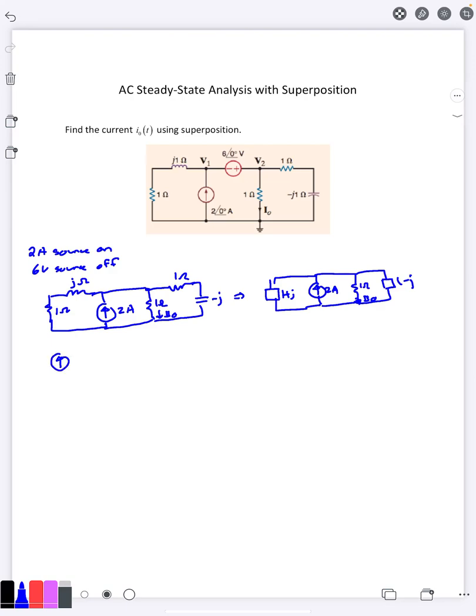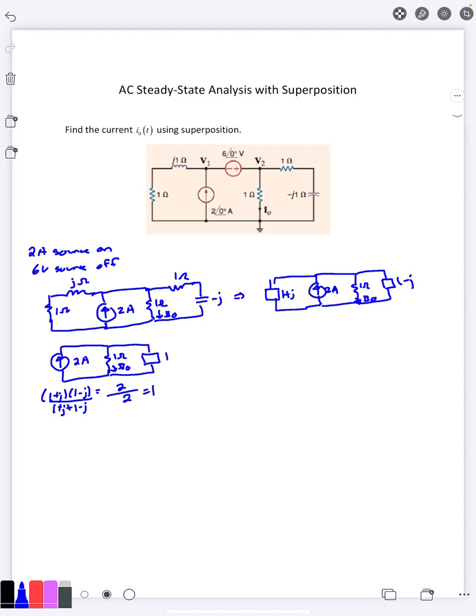Now all 4 things here are in parallel, so I'm going to combine the 1 plus J and the 1 minus J into a single impedance using the parallel rules. And so we need to have 1 plus J times 1 minus J over 1 plus J plus 1 minus J. On top, you're going to get 1 minus J plus J cancels out. Minus J squared is 2. On the bottom, the J and minus J cancel and you get 2. So in fact, 1 plus J and 1 minus J in parallel gets you back to 1 here.